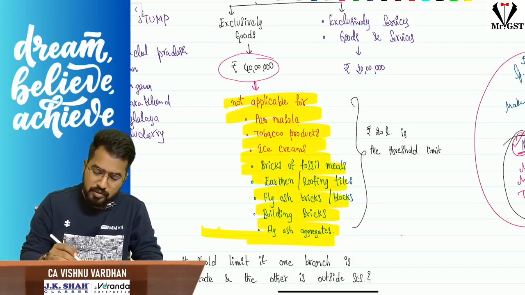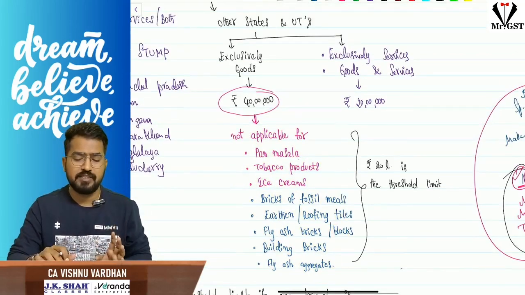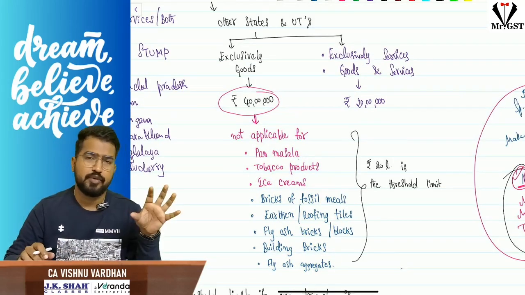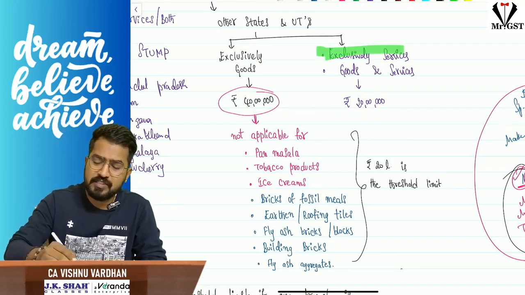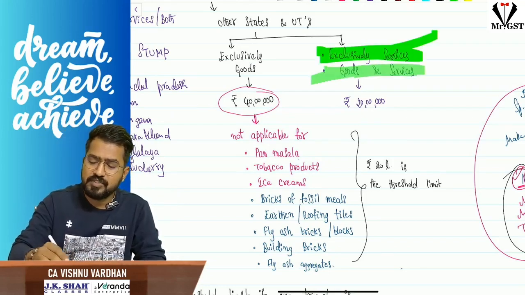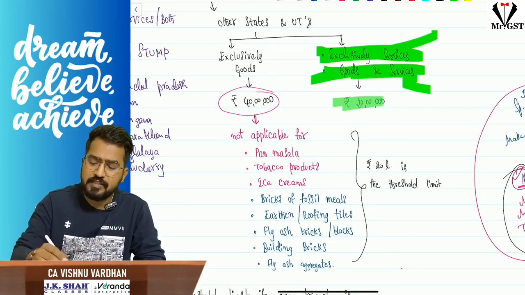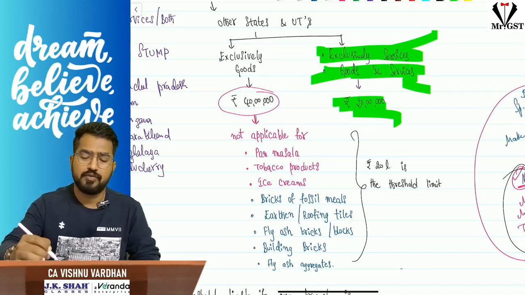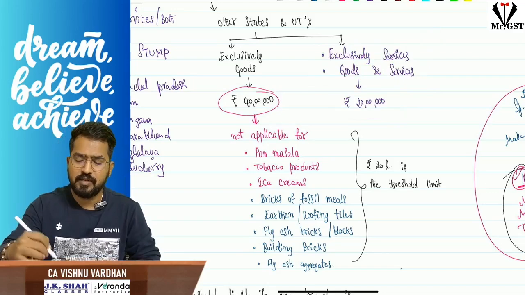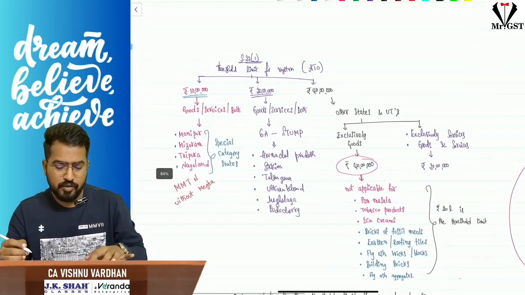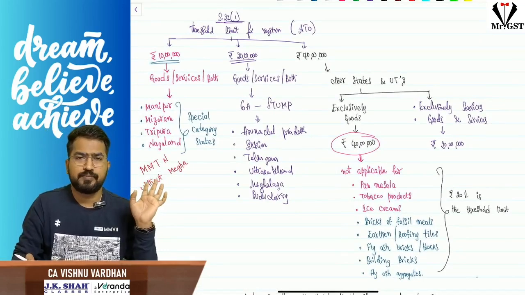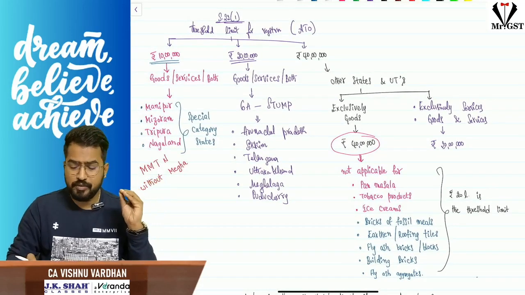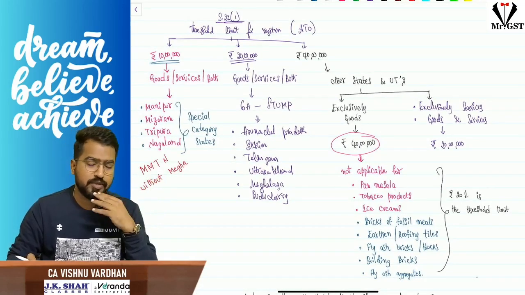So if you are exclusively dealing with goods in these particular states, other states, then it is 40 lakhs other than these cases. No sir, if I am exclusively dealing with services or both goods and services, then it is 20 lakh, not 40 lakhs. Hope it is clear for you. The easiest way to remember the threshold limits is section 22. In section 22 threshold limits are very important, so that is the point.